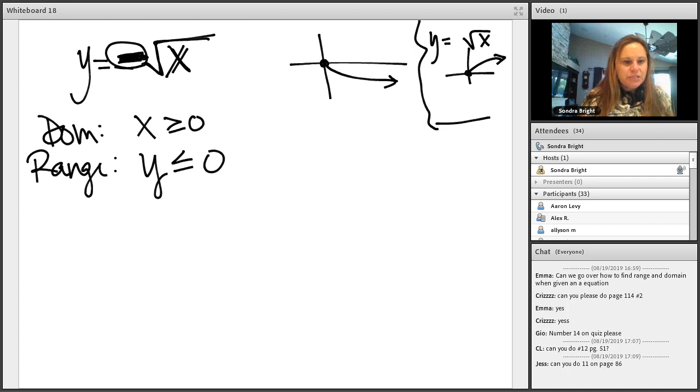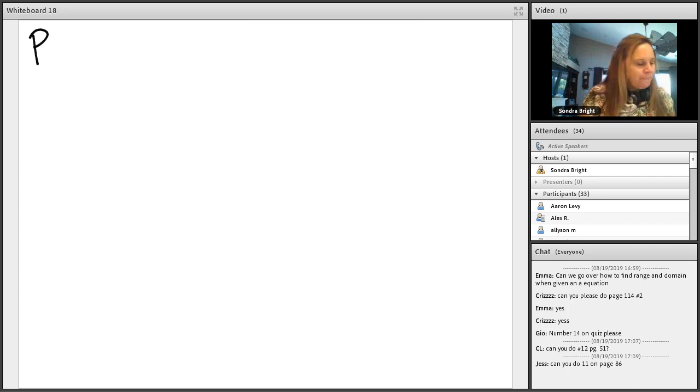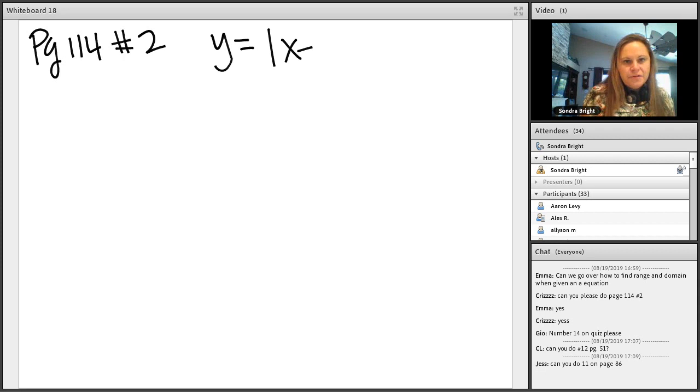All right, so we want to determine symmetries. Okay. So page 114, number 2 says y equals the absolute value of x minus 2. I want you to determine the symmetries and then use the properties of symmetries to graph. Okay, so is it symmetric with respect to the, let's start with, actually, I'll do the same thing that was on your quiz and go x-axis first.